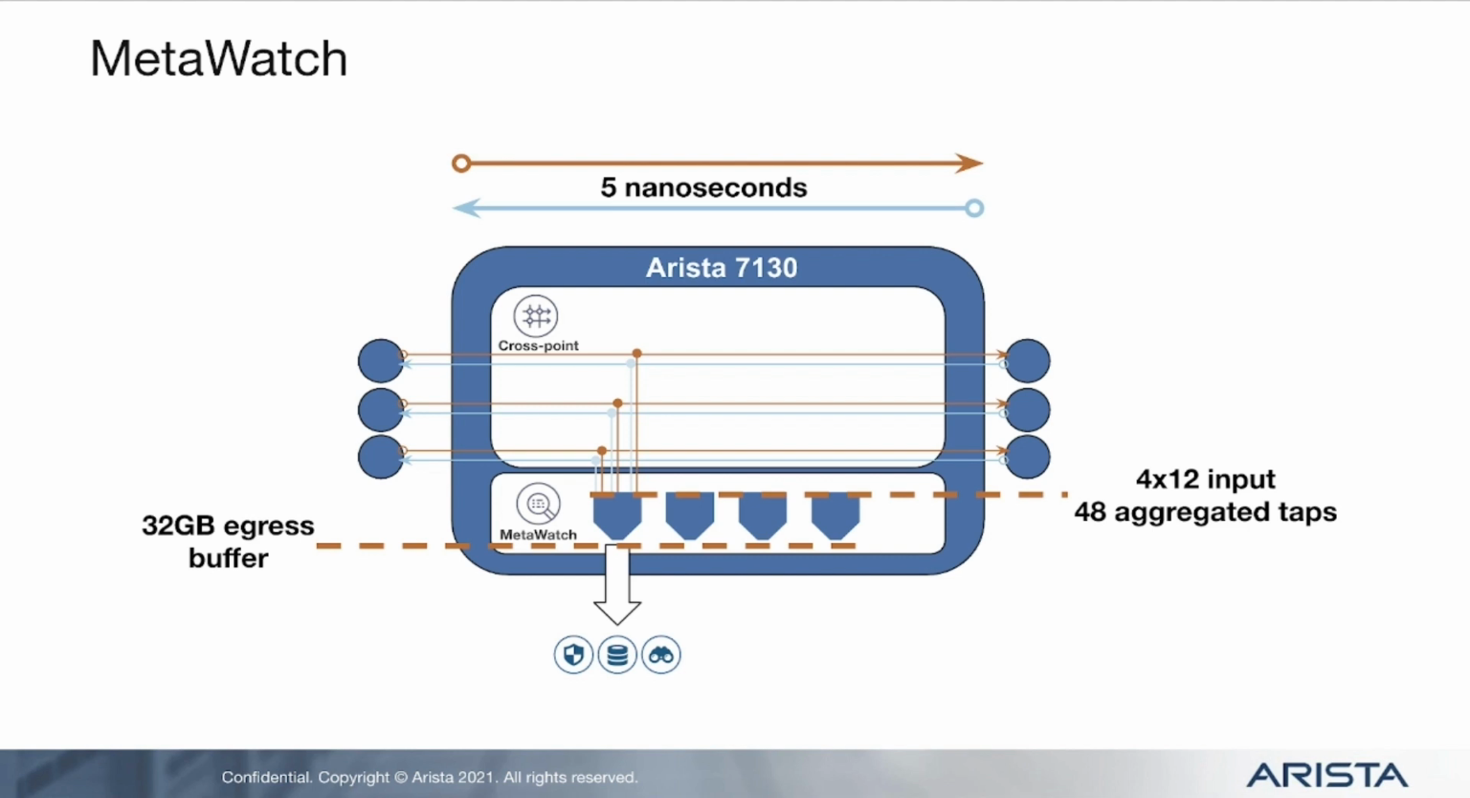Each group of 12 tap ports has a dedicated 8 GB of DDR4 buffer. This makes for 32 GB of total buffering capacity. The aggregate bandwidth of the DRAM is over 480 gigabits per second. This means that we can buffer traffic bursts of 48 times 10 gigabits at line rate.